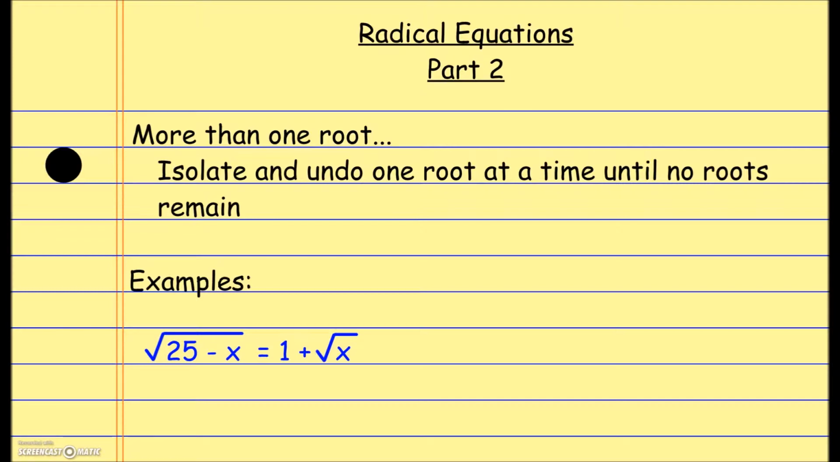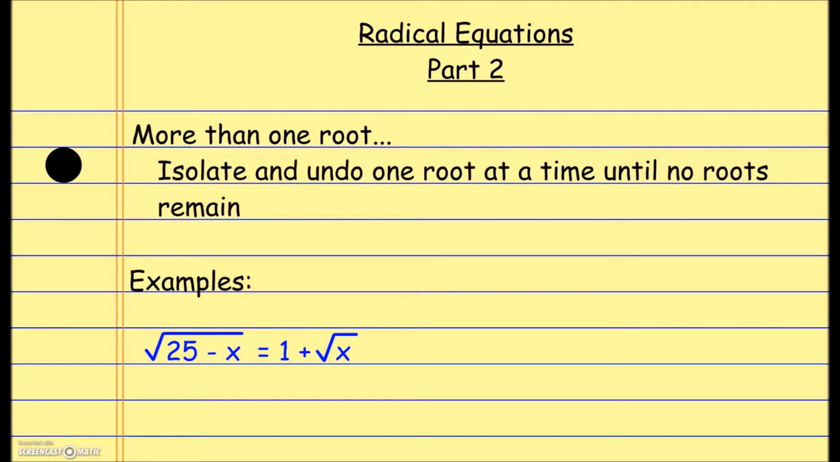So I'm going to isolate one of them and undo it, and then I'll isolate the next one and undo it, and I'll keep doing that until there are no roots left in the equation, and then finish solving for what's left, okay? For example, when I look at this first one, because I have two radicals, there's no way to have them both isolated, okay? I can isolate one or the other.